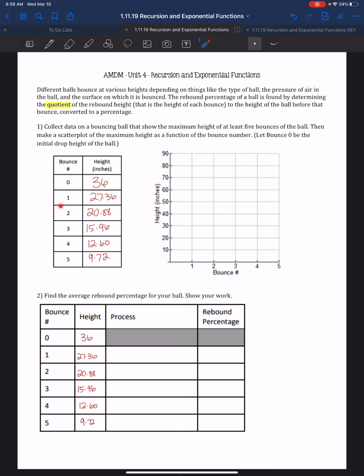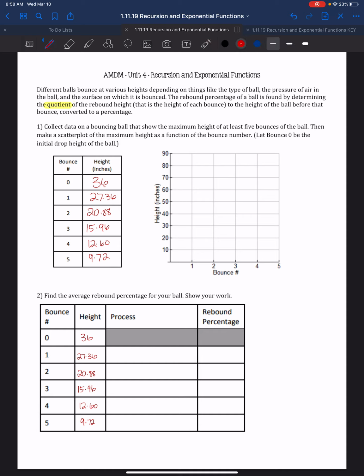So I've got the bounce number, so 0, 1, 2, 3, 4, 5. And then I've got the height. And I've got an example, just measurements right here. So originally, the height in inches, 36. So this was 3 feet off the ground, right? And after one bounce is 27.36. 2 bounces is 20.88, 15.96, and so on.